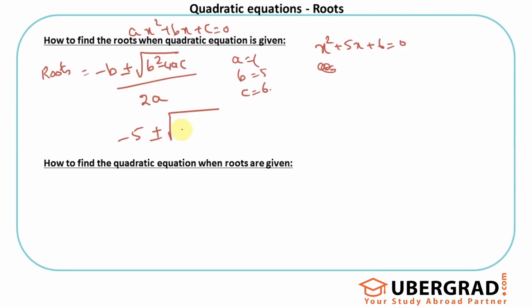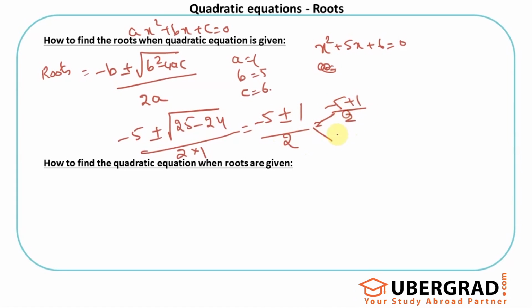b square is 5 square, 25, minus 4 into 1 into 6, that is 24, by 2 into 1. So minus 5 plus or minus 25 minus 24 is 1, square root of 1 is 1, by 2. So basically I'll have two roots. Minus 5 minus 1 is minus 6, by 2 is minus 3. Minus 5 plus 1 is minus 4, by 2 is minus 2. So the roots are minus 2 and minus 3. Right? That's one way to find.